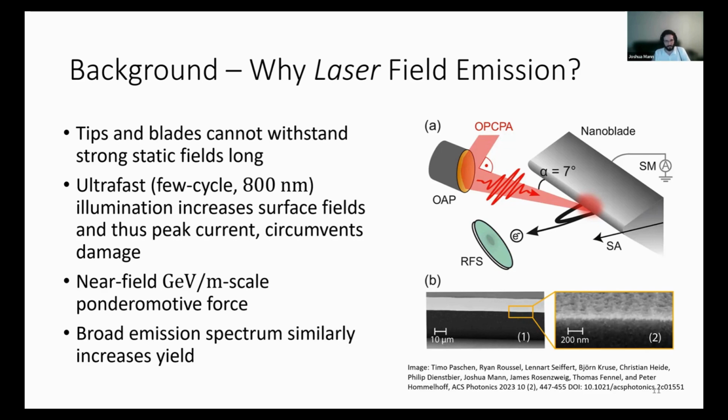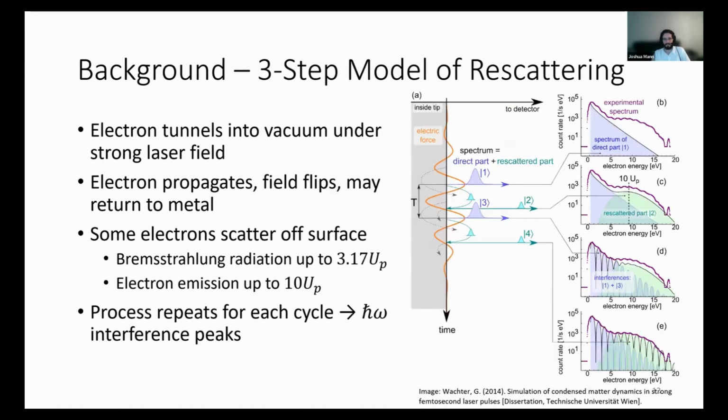There are also another couple benefits of this. Because of the laser profile near the apex, you get near-field gigaelectron volt per meter scale ponderomotive forces, which help to extract electrons from the surface. And you also get a broad emission spectrum, which similarly helps to increase yield. So this is laser field emission.